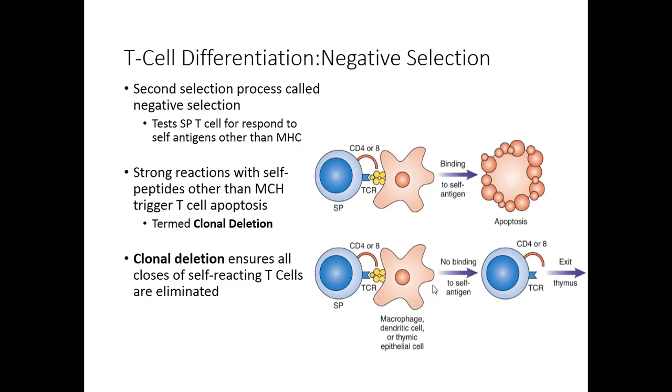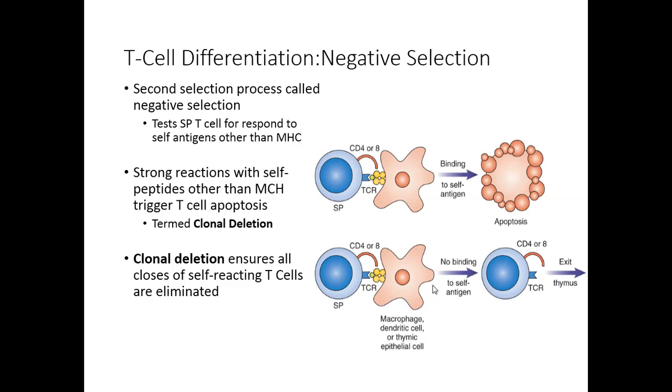So as I said, the second test of the T cells, the second selection process, is called negative selection. Positive selection picked only the ones that were just right. In negative selection, we're looking for ones that are all wrong. Those are the ones that are binding to something we don't want them to bind to. In this case, we're at the point of single positive cells now. Remember, it's only CD4 or CD8. So it's going to test the single positive cell to see if it responds to self-antigens other than the MHC.